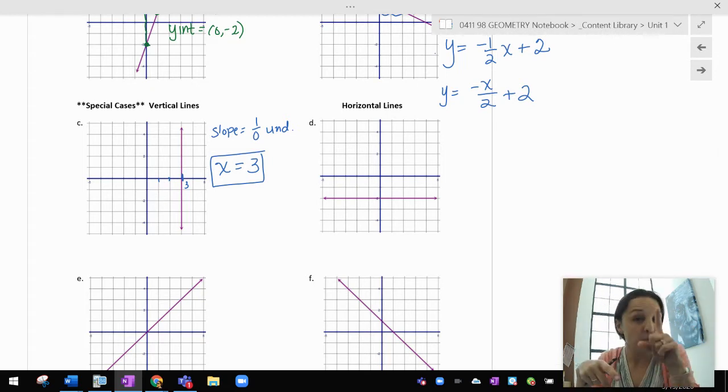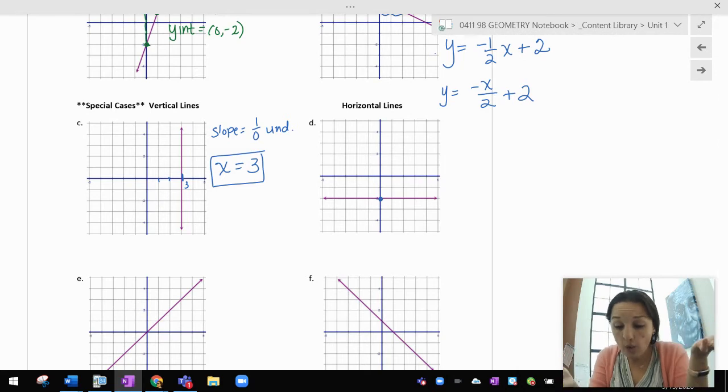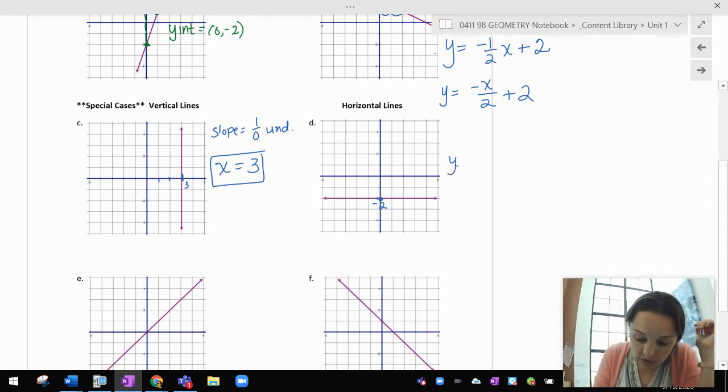Horizontal lines, similar but slightly different. If I have a horizontal line, I do have a y-intercept. It's -2, and in fact, that y value is the same all the time. My y value is always -2. I think I said 2 at first. I meant -2. My y value is always -2. So this is just going to be y equals -2.